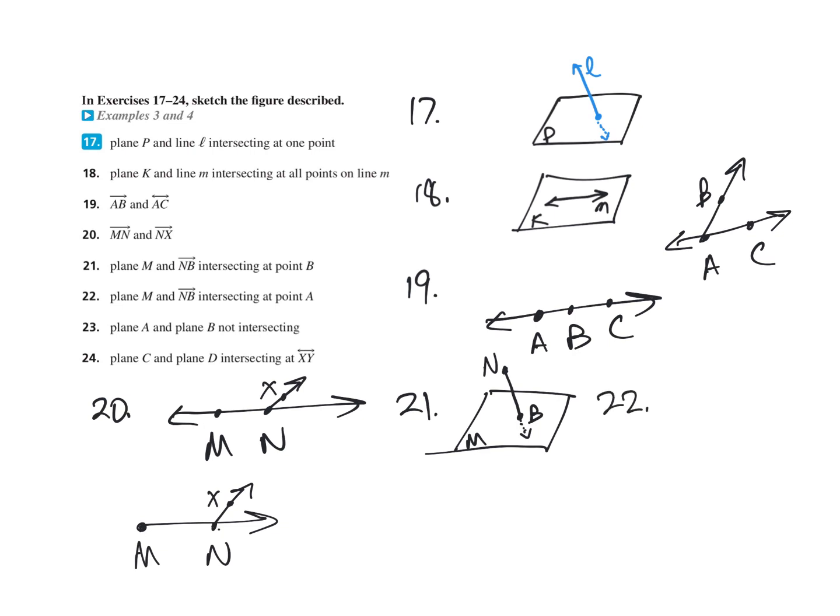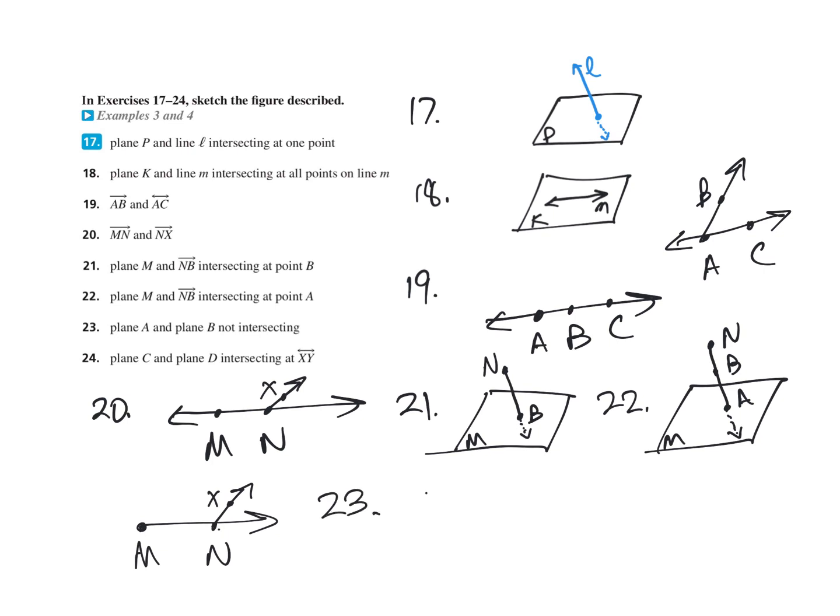22. Plane M and ray NB intersecting at point A. Okay, so it's the same type of thing. So plane M, we have ray N hitting at point A and going on. Okay, now it's ray NB. So B could be either between N and A, or it could be after the A. So that's just the better way to draw those.